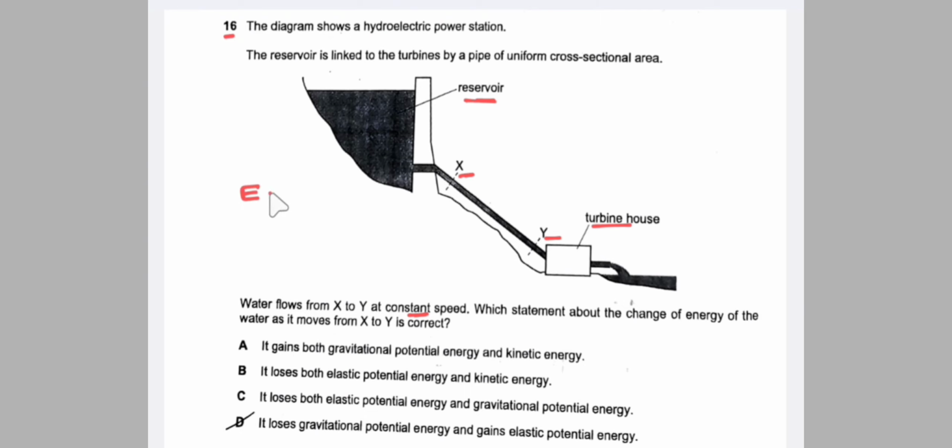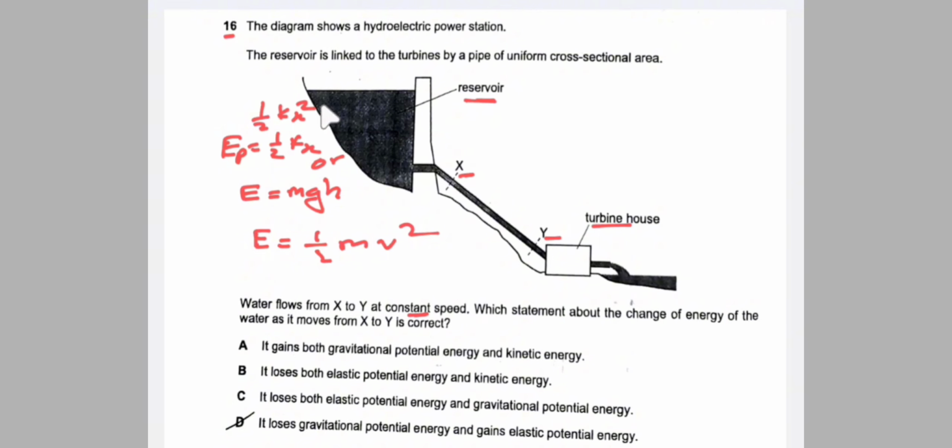So gravitational potential energy is equal to mass into gravitational field strength into height. Kinetic energy is equal to half mv square, and here it is also mentioned elastic potential energy. So elastic potential energy is equal to half Fx or half kx square. So for the change in energy, we can see that the speed is constant. Since speed is constant, also mass is constant, therefore the kinetic energy is also constant.